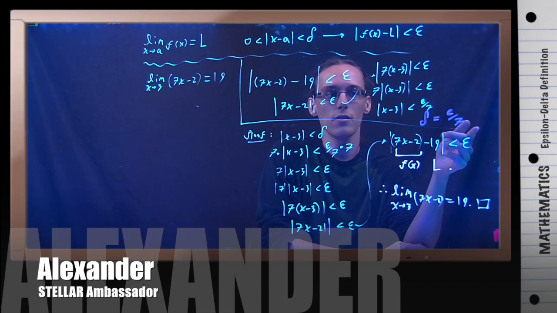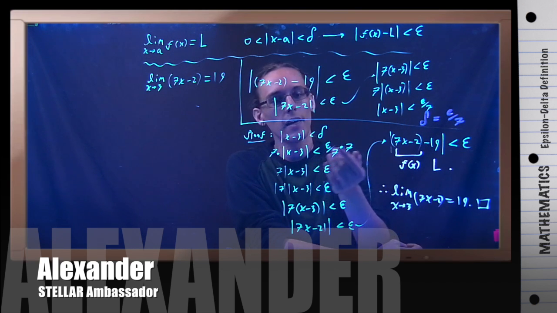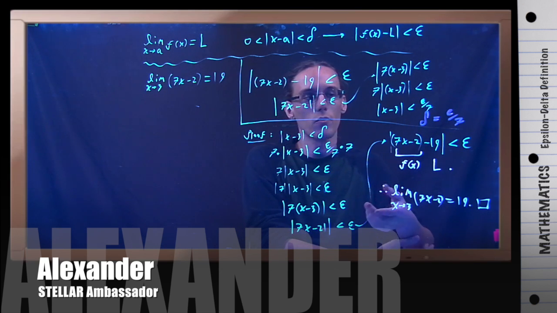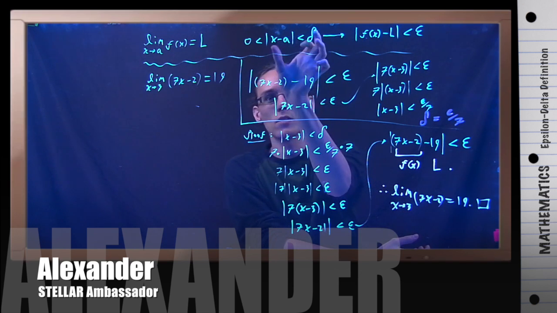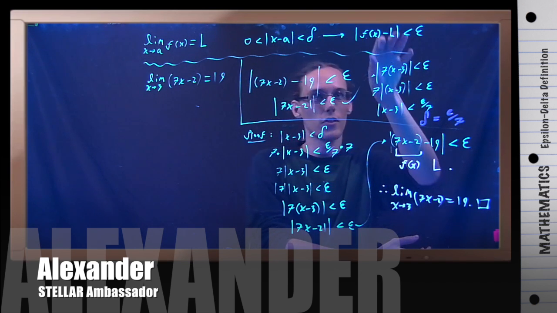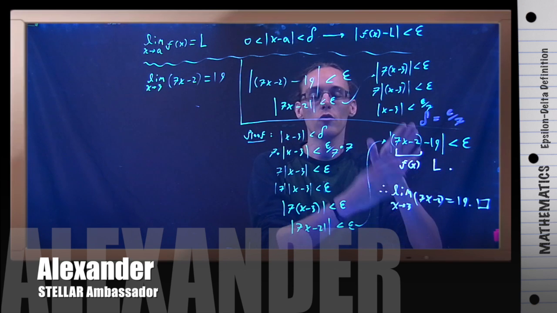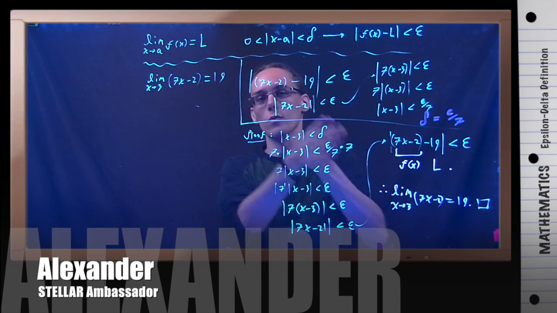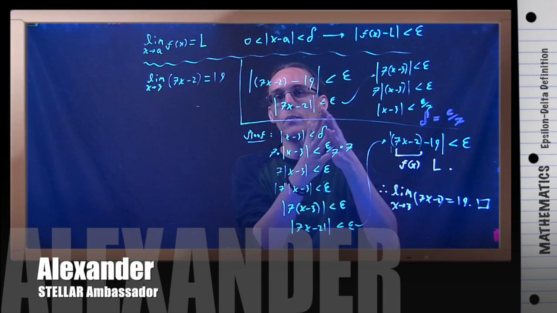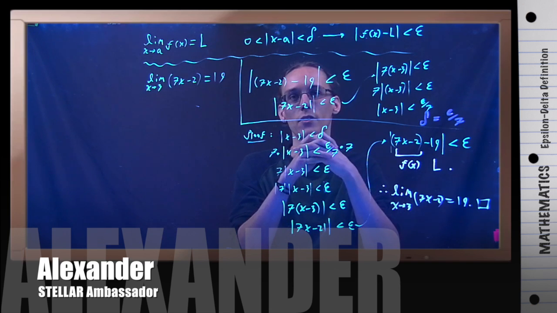I let delta equal this, go over here, do some algebra, manipulate, move things around, and you should be able to basically massage your premise and come up with the conclusion. And once you've done that, you've proven that this limit is what you say it is. And that is an example of the epsilon delta definition of the limit.